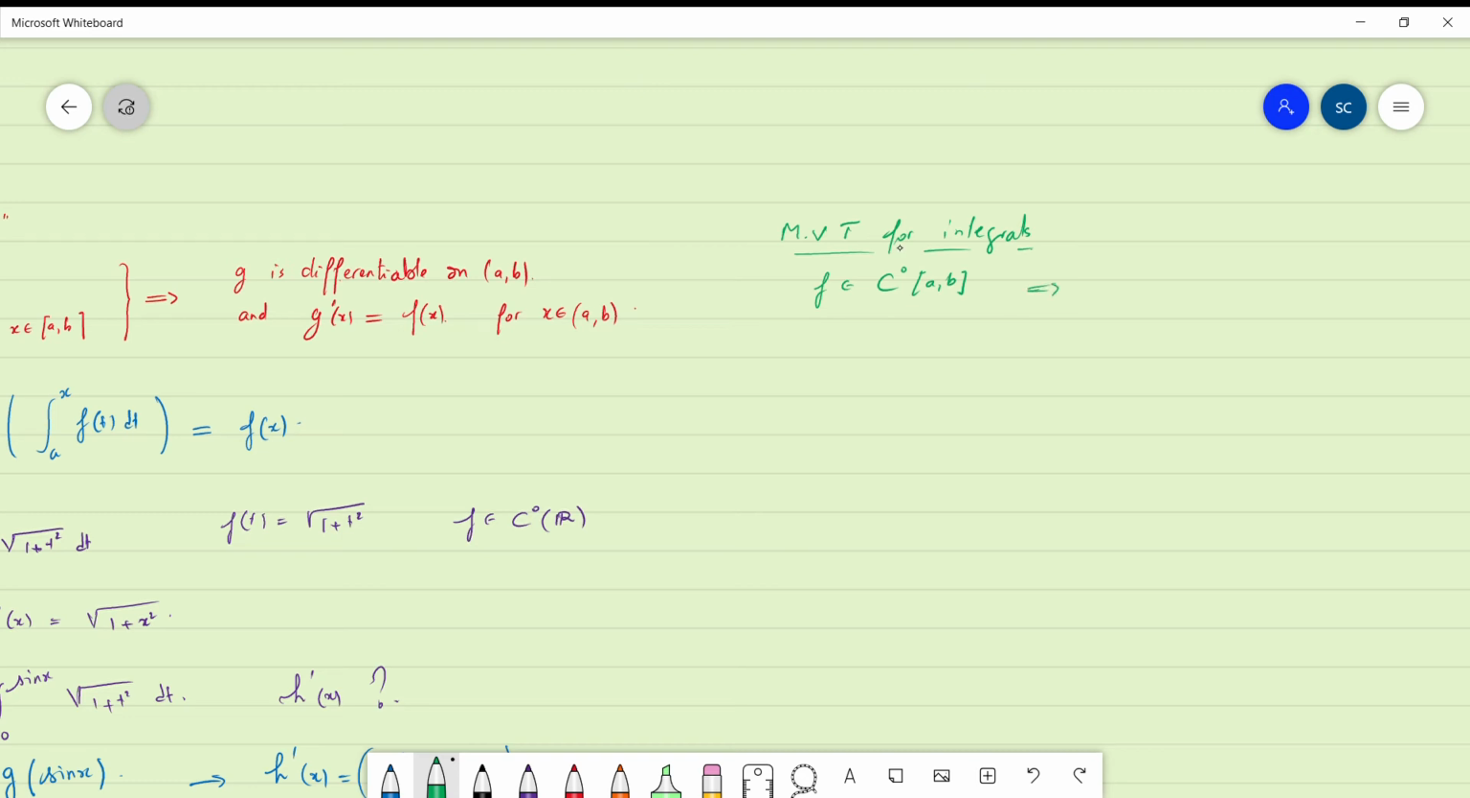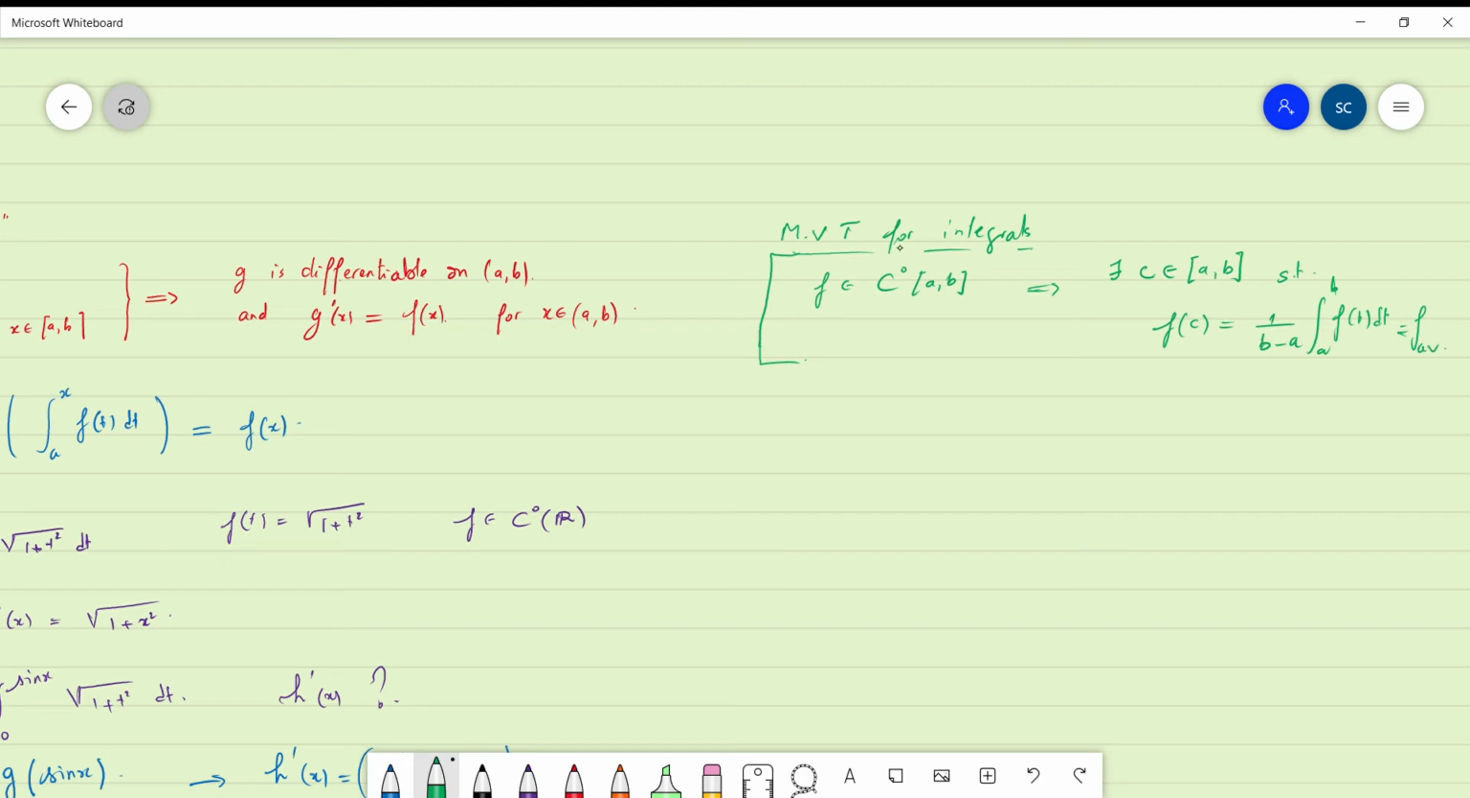Then there exists c in the closed interval, so it can take a or b as its value, such that f(c) is 1 over (b minus a) times the integral from a to b of f(t) dt. This quantity is called the average of a function. We will explain later why it is the average.